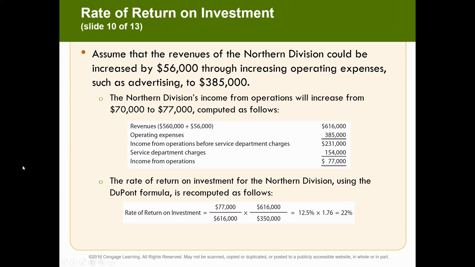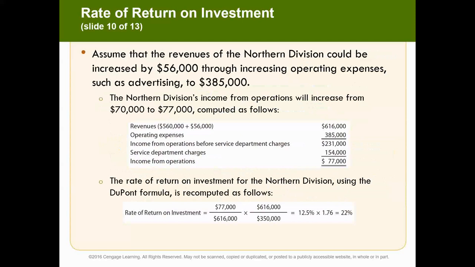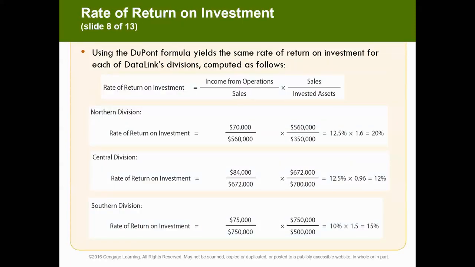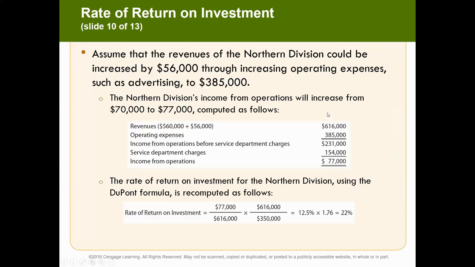Great. If you get confused about the difference between the two, just take a look at this slide. If you go back to this slide here, you can see that we were at 20% for the Northern Division. Our sales at that time were $560,000. To figure out the difference, we plugged in the change and kept the $350,000 to get the 1.76. We can see that we increased by 2% for the return on the investment. Everyone's good so far?